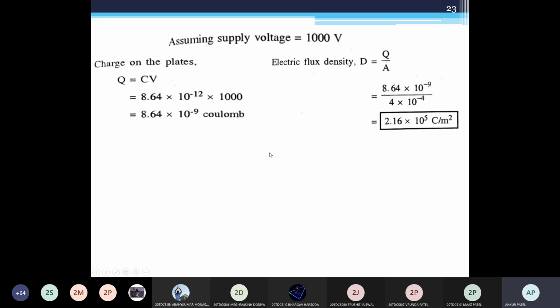Yes, sir. This is 10 raised to minus 5. That is why I am asking, it should be 10 raised to minus 5. Wait. This is your 10 raised to minus 5. Okay, this is 10 raised to minus 4. This is 10 raised to minus 9.